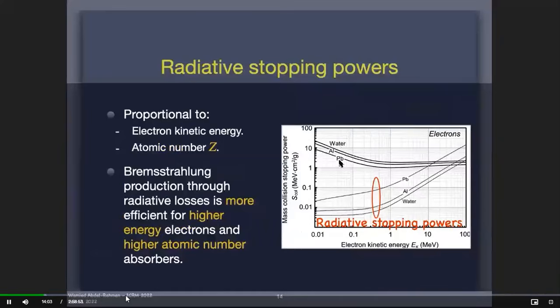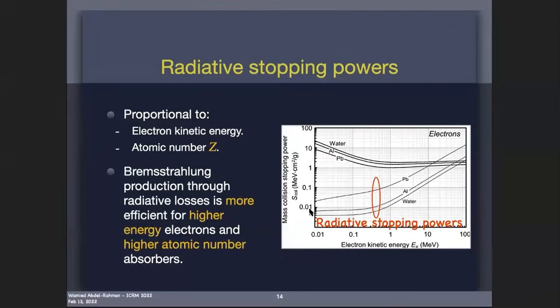The radiative stopping power, on the other hand, as I mentioned, we consider it only for light charged particles. It depends again on the kinetic energy of the particle, and it depends on the atomic number Z of the material. Thus, Bremsstrahlung production radiative loss is more efficient for high energy electrons. As you can see, as the energy increases, the radiative stopping power increases as well as Z. Here we have the collision stopping power and the radiative stopping power for water, whereas this curve represents the collision stopping power and radiative stopping power for lead.